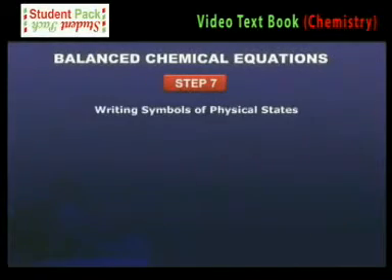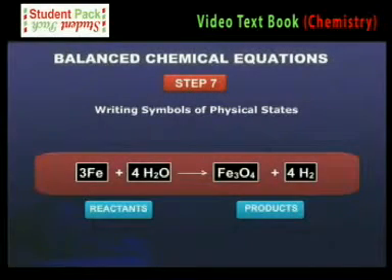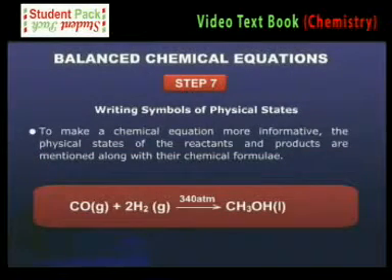Step 7 would be writing symbols of the physical states. Now carefully examine the balanced equation. There is no information which has been given in this equation which talks about the physical states of the reactants or the products. Hence, to make a chemical equation more informative, the physical states of the reactants and products are mentioned along with their chemical formulae.